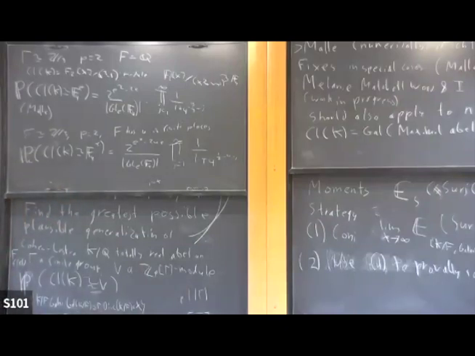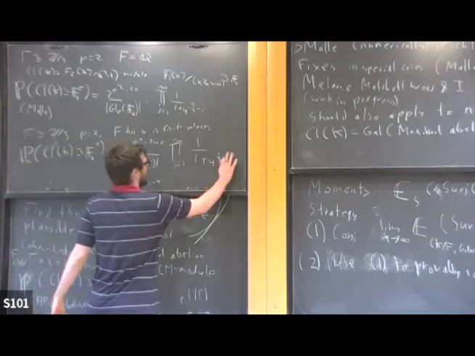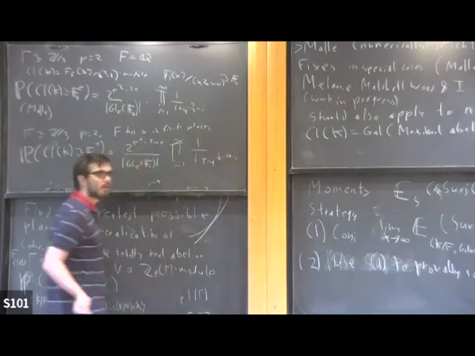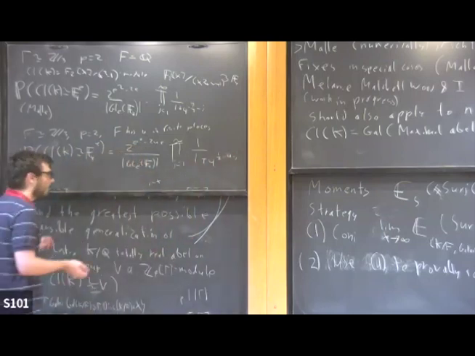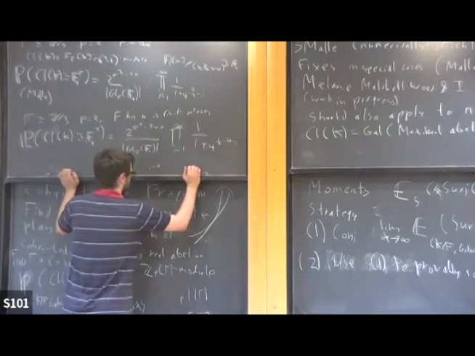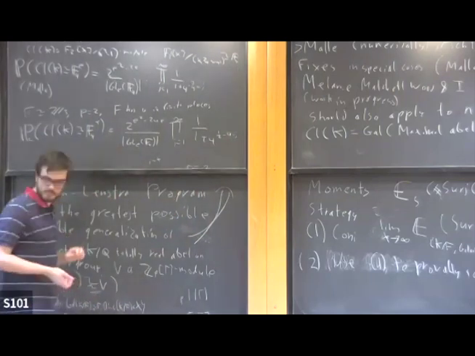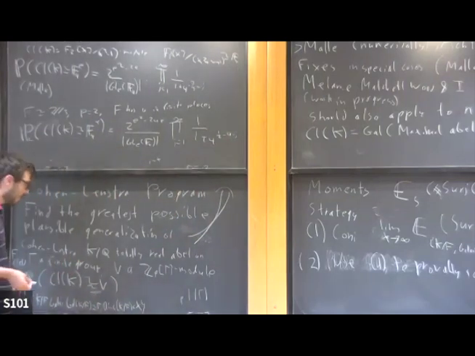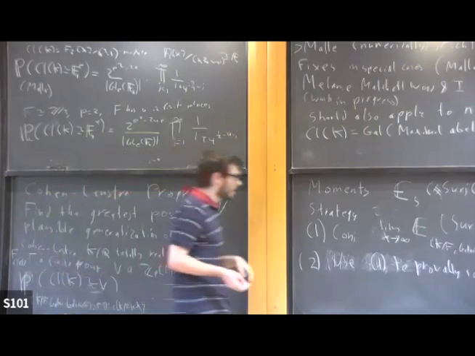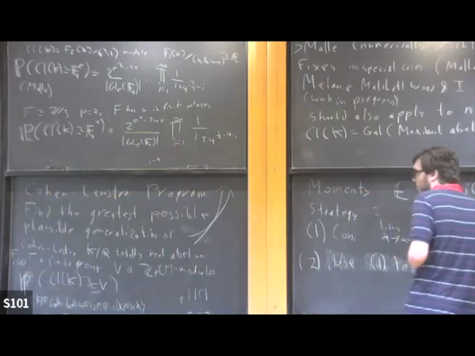So the first one is basically Malle, and the second formula is a pretty straightforward extrapolation of what's in Malle. But next, I want to give a formula that seems to be completely new.